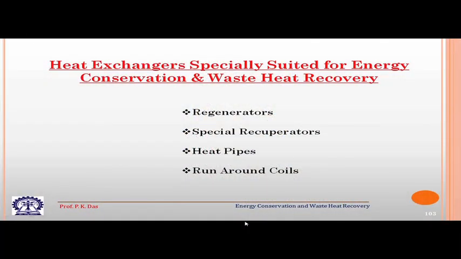We have also taken up a problem to see how these methods can be actually used for simple calculations of heat exchangers. Now, in this particular lecture, I would like to cover certain heat exchangers which are specially suited for waste heat recovery. Though from time to time I have mentioned which heat exchangers are specially suited for waste heat recovery, I think we should spend some more time looking into different kinds of heat exchangers which are specially meant for waste heat recovery. And of course, when it is waste heat recovery, it is also for energy conservation. So, let us look into the slide.